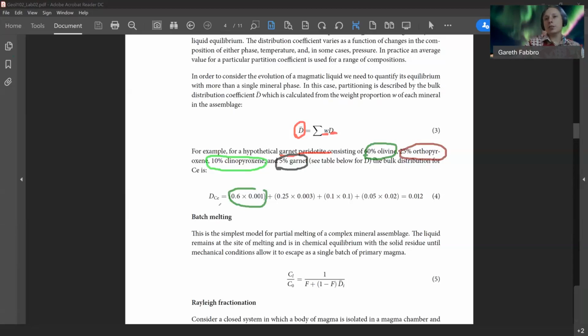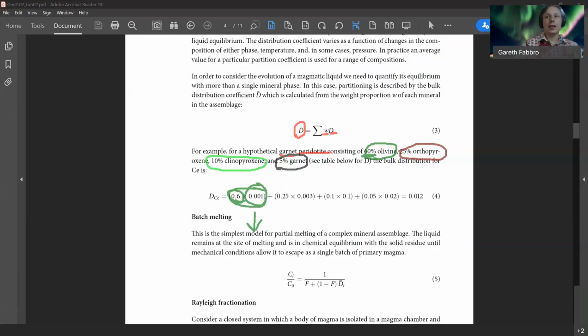Remember, this should be a fraction between 0 and 1. Otherwise, your bulk partition coefficient would be 100 times the individual partition coefficient, which is not what you want. So this first bit should be between 0 and 1, so 60% is equal to 0.6. Multiplied by the partition coefficient, which for olivine is 0.01. You get this from a table down there somewhere. We'll get down to it. It's further on in the practical.